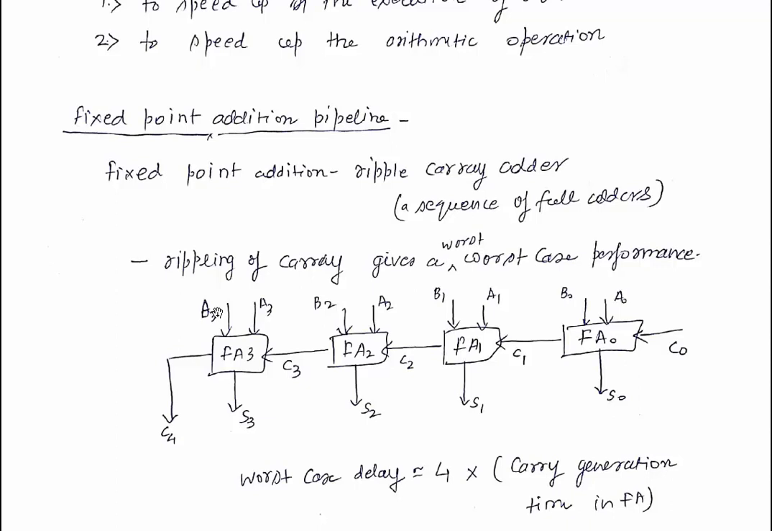This is the operation you must have seen in case of half adder and full adder. A half adder adds 1 bit only, a full adder adds 2 bits only, and when you have more than 2 bits or multiple bits, you can use a ripple carry adder. Ripple carry means the carry would be forwarded to the next stage. So carry would ripple, carry would traverse forward. Rippling of carry gives a worst case performance.